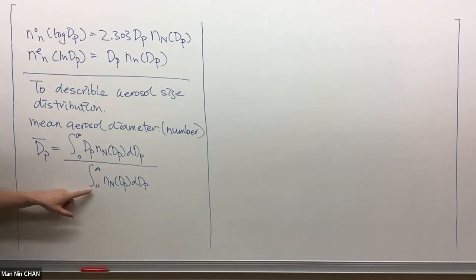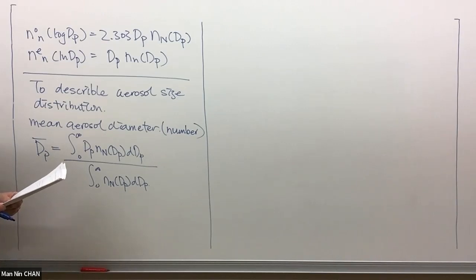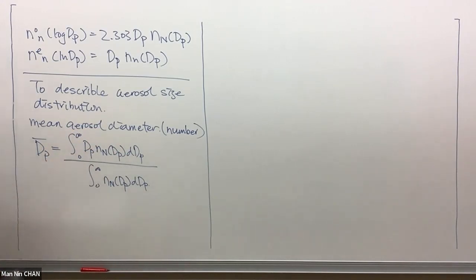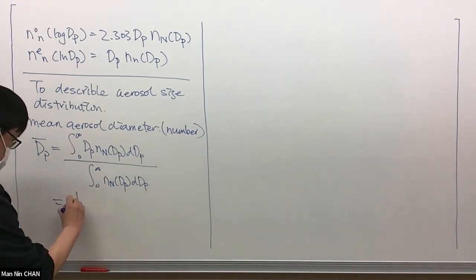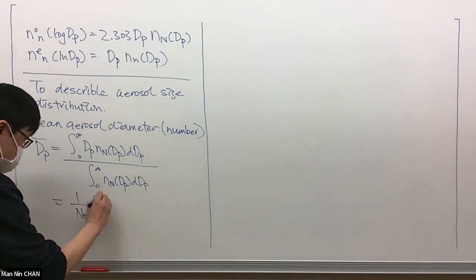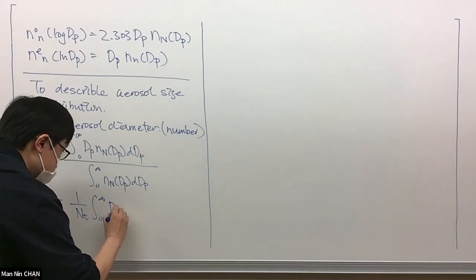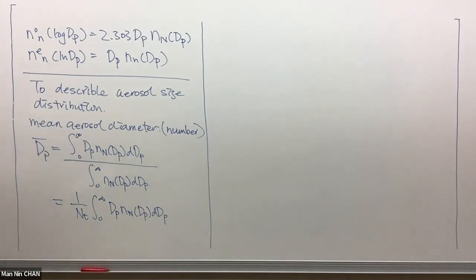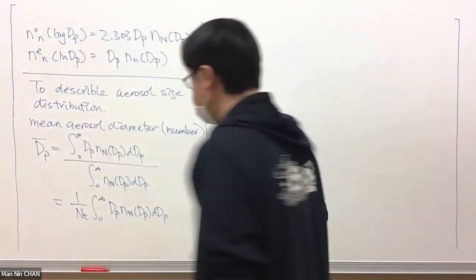So you take the integration from zero size to infinity, which basically means you're looking at the total number. This is just your NT, the total number of your particles. So you just divide by the total number of your particles. This is basically just the equation, so we calculate the mean value of your parameters.